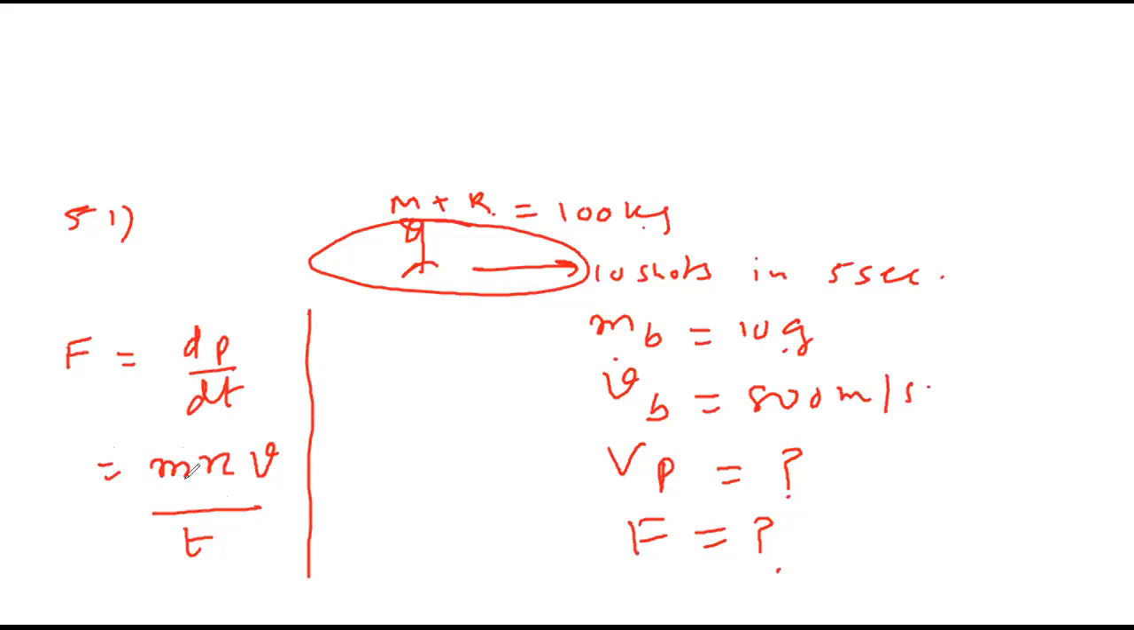Mass of one bullet, number of bullets, velocity of bullet, that will become total momentum of the bullet upon time. Mass of bullet is 10 raised to minus 2 kg. Number of bullets 10. Velocity by which it is fired is given 800, and in 5 seconds the bullet was fired, 5 into 2 is 10. So this is 16 Newton is the force exerted. 16 Newton. This much clear?